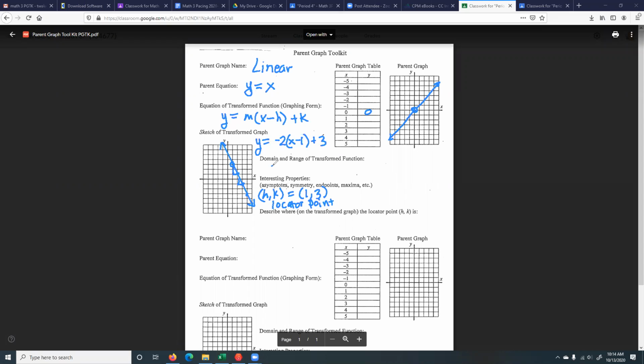Domain is all real numbers. Let's write domain, all real numbers. And the range is all real numbers, okay? Very easy. Okay, let's move on to the next one.